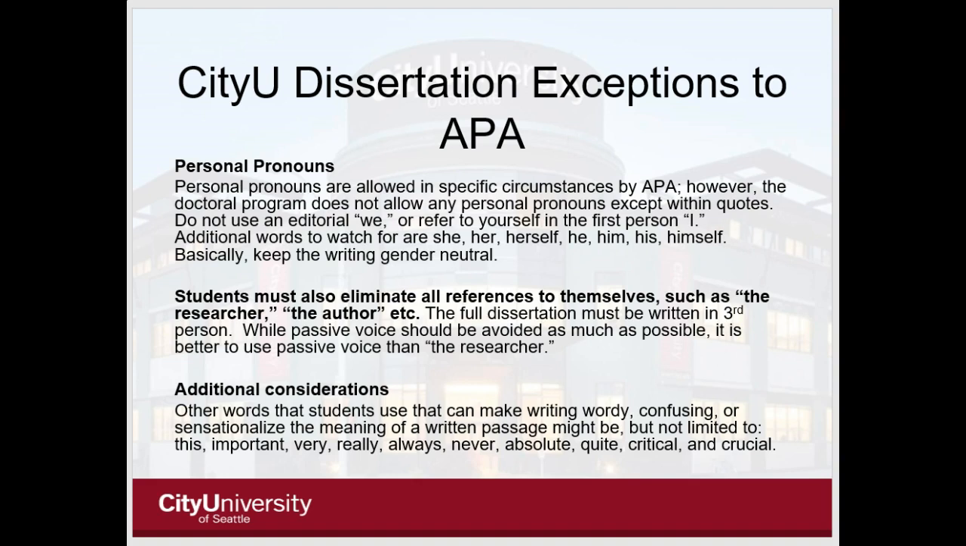So you're going to be writing in third person, but you also don't want to use the researcher or the author. You want to avoid that, and you're going to have to avoid that by using passive voice. You're going to want to avoid passive voice if you can, but honestly, you're not going to be able to. It's better to use passive voice than to use the researcher or the author.